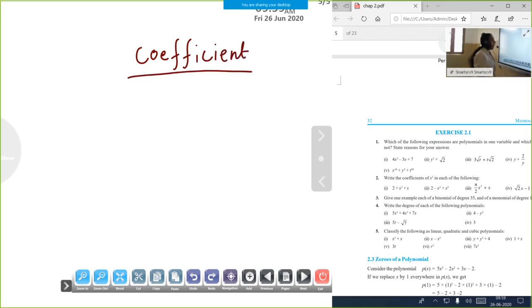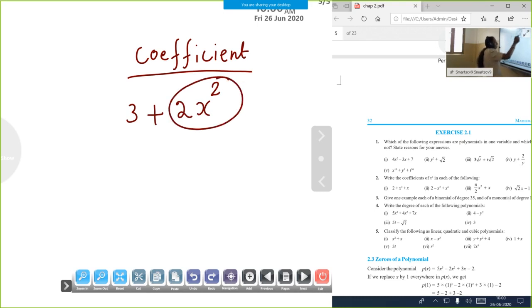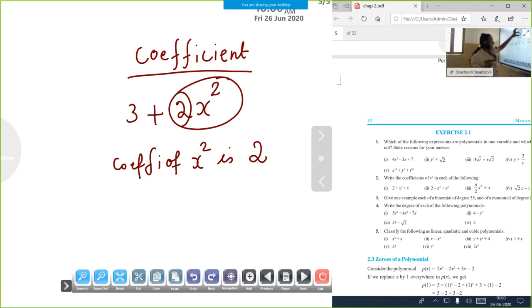What is meant by coefficient of a polynomial? I just write one example: 3 plus 2x square. What is the coefficient of x square? You take this expression. What is the coefficient of x square means? That number together with that variable x square, 2x square. The coefficient of x square is 2. That number, that variable together with one number there, that number is known as the coefficient.